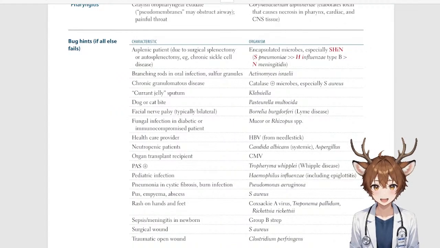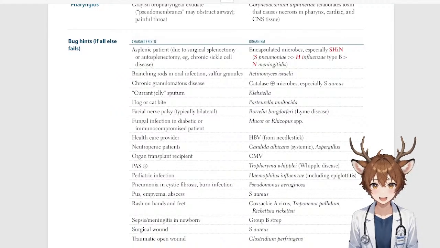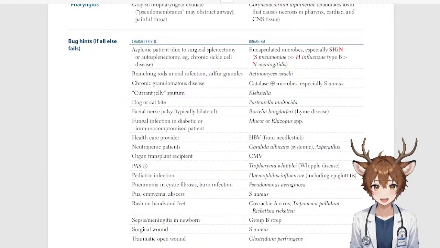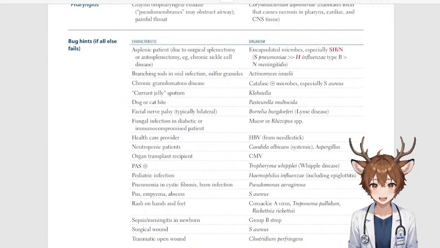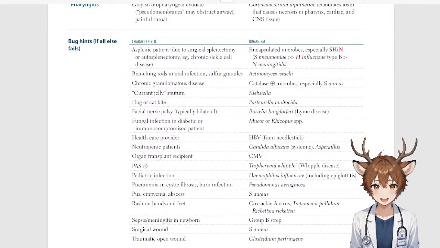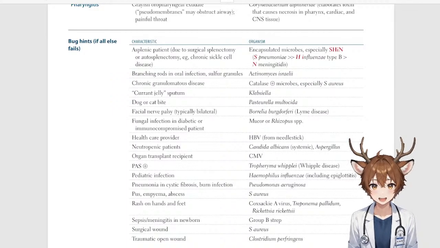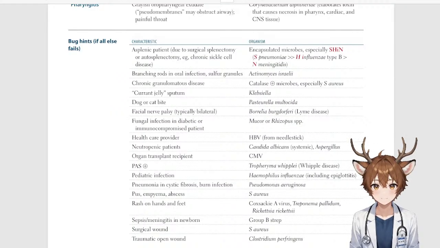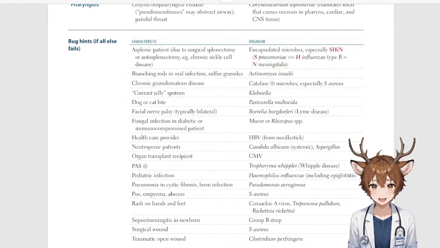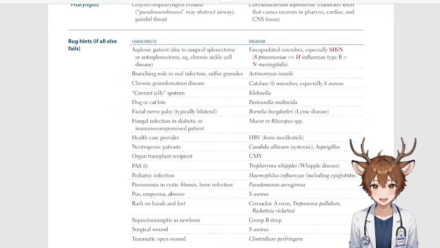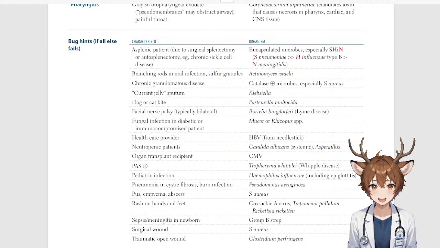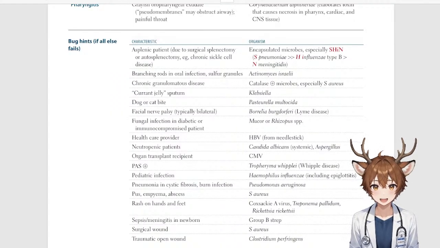Chronic granulomatous disease, CGD. What do we think? Catalase-positive microbes, especially Staph aureus. There's more than just Staph aureus, but that is definitely one of them, yes. Currant jelly sputum. What do we think? Klebsiella, of course. Dog or cat bite. A good candidate for that would be Pasteurella multocida. Let's see. Facial nerve palsy, typically bilateral. What do we think? Borrelia burgdorferi, Lyme disease.